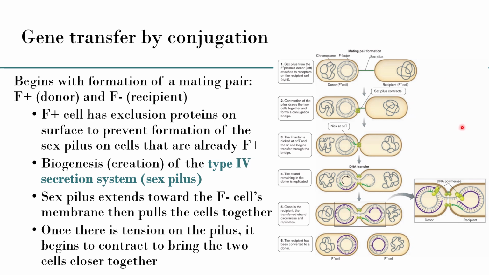Now, we connect, and immediately biogenesis of the sex pilus begins. And from here, what happens is the sex pilus is formed and reaches out to the F minus cell, and then it starts to contract, and it will pull the recipient cell closer and closer to the donor cell until they are literally touching each other, and we can open up a bridge between the two where they can share a cytoplasm. So it waits until it has made contact. It knows this because there's suddenly tension in the pilus, and then it will start to pull them together.